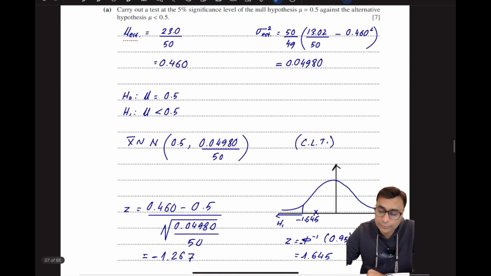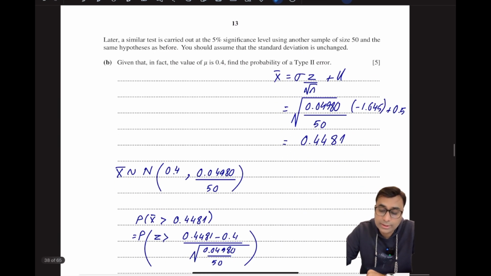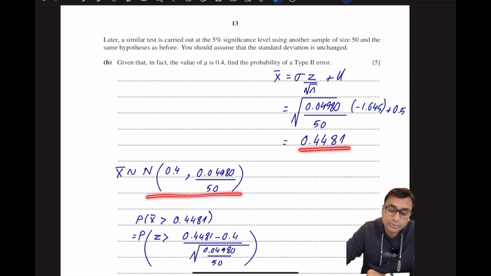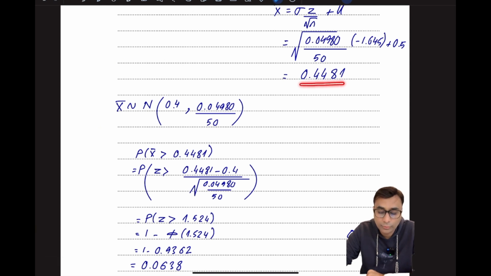That means I have to find out the probability of the non-critical region. And for that, I must need the critical value. So I will use the Z value to find out the corresponding critical value as x equals sigma Z over under root n plus mu. And once I get myself the critical value, I write the distribution with the new value of mean provided to me for type 2 error, and I will calculate the probability of x bar to be greater than 0.4481.